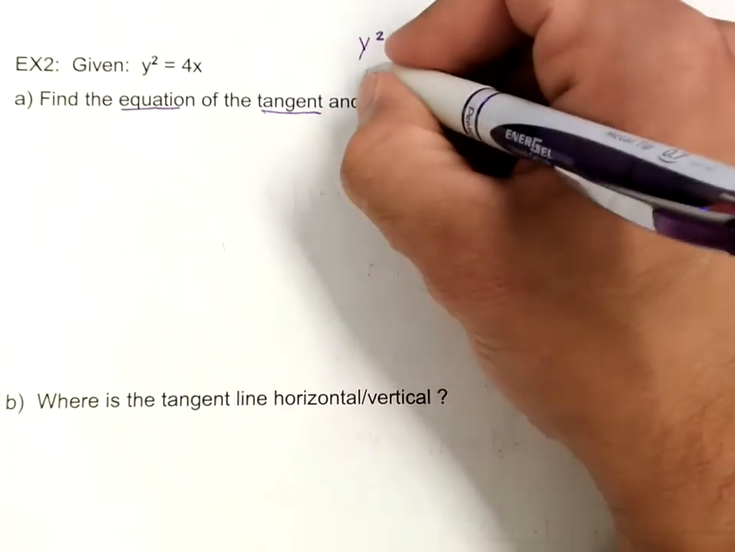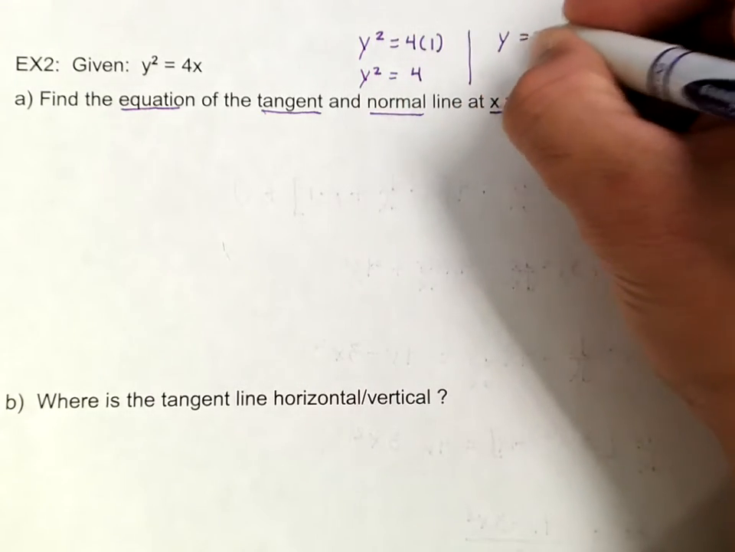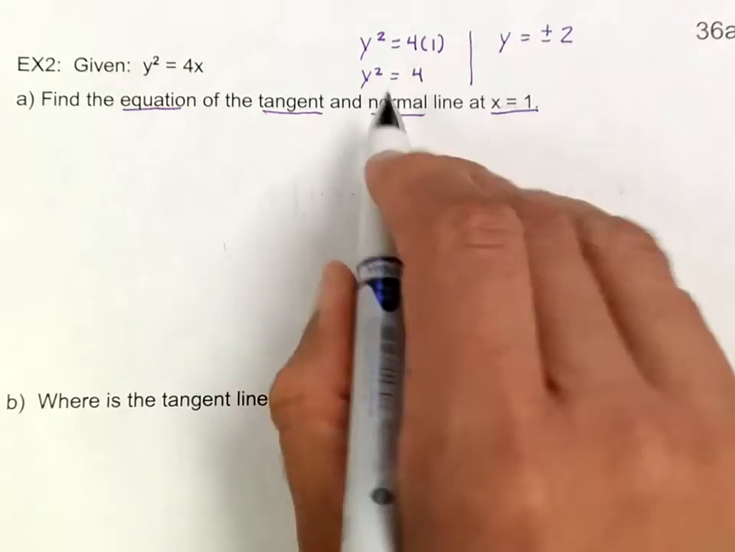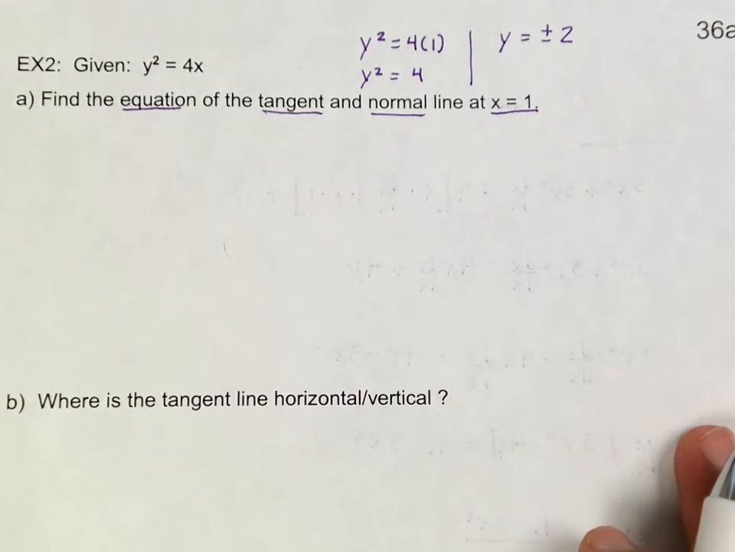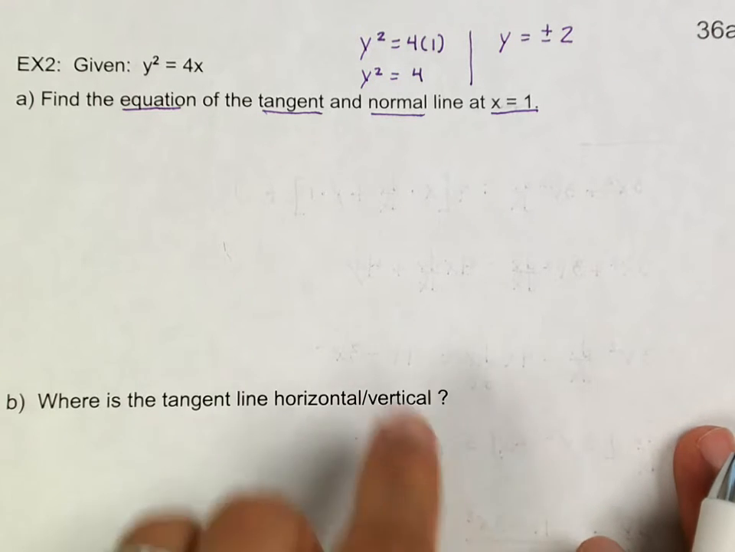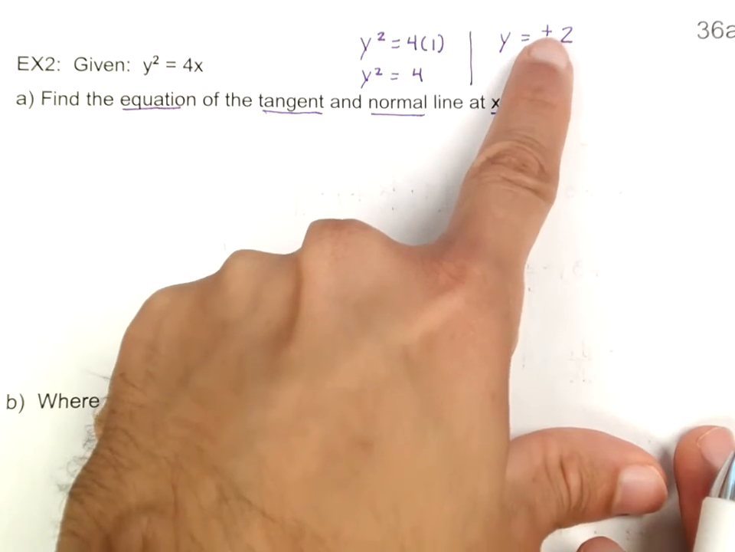All right, y in this case would be equal to plus or minus 2, right? If I take the square root of each one of these, I get plus or minus 2. So it turns out that when x is 1, y is either 2 or negative 2.